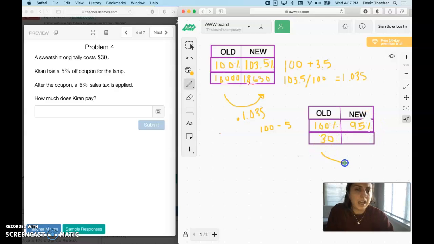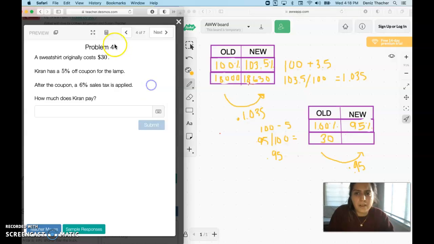I now need to find that constant of proportionality. I'm going to do that by dividing 95 by 100, which is going to be equal to 0.95. So that means that 0.95 is my constant of proportionality. So I'm going to multiply 30 by 0.95.